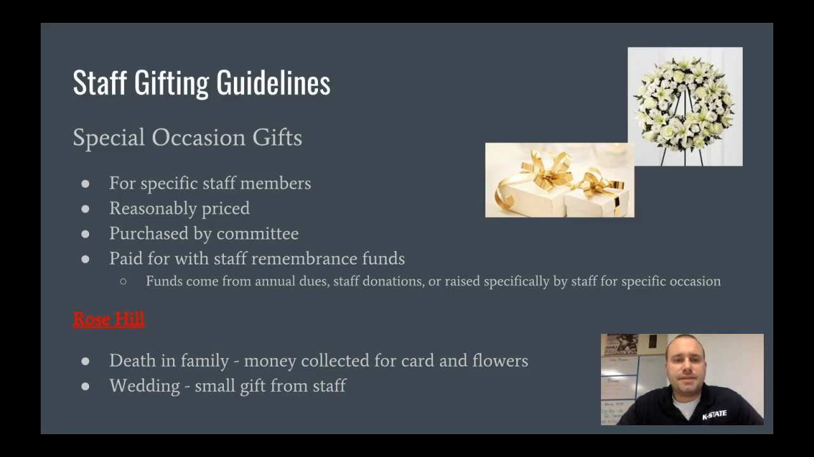The first type is special occasion gifts. These are for specific staff members. It's important to think about the price for these. They need to be reasonably priced. There needs to be money already raised or in the account when purchasing these gifts, and they usually are going to be purchased by a committee. A committee is usually formed in order to make sure that the gift isn't over the top in any circumstance. It's important to pay for these gifts using staff remembrance funds. These can come from annual dues, staff donations, or even staff raising money for specific occasions.